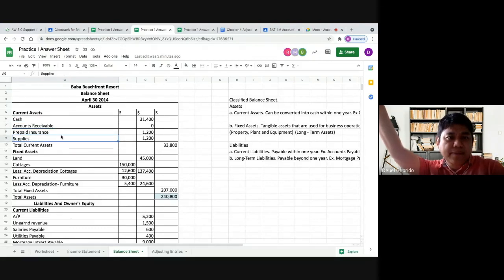And then we put the amounts: 31,400, nothing for accounts receivable, then prepaid insurance and supplies. When we add them together, guys, put them in the middle. Pretend that there are 3 columns. Put them in the middle, and the total is 33,800. That is your total current assets.